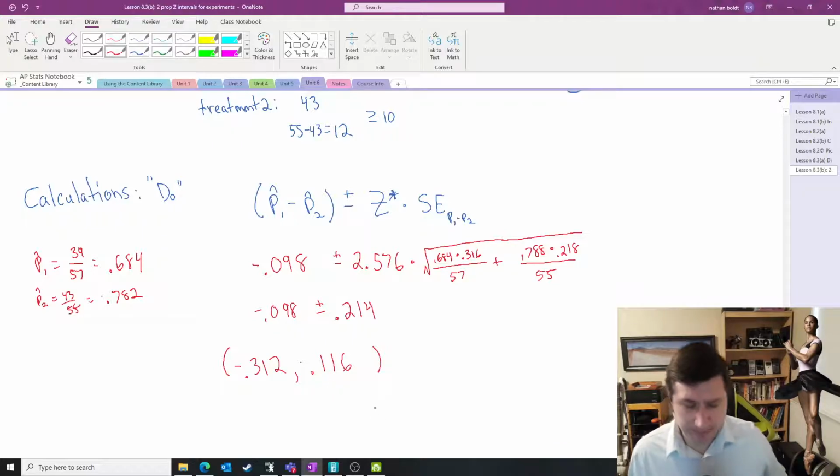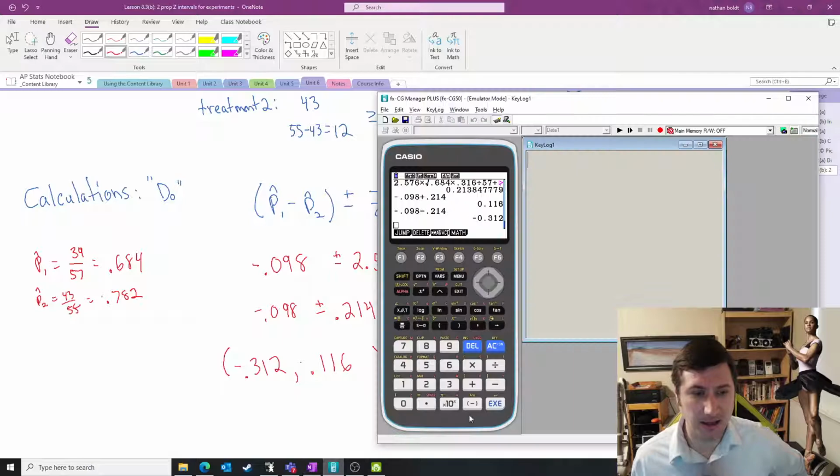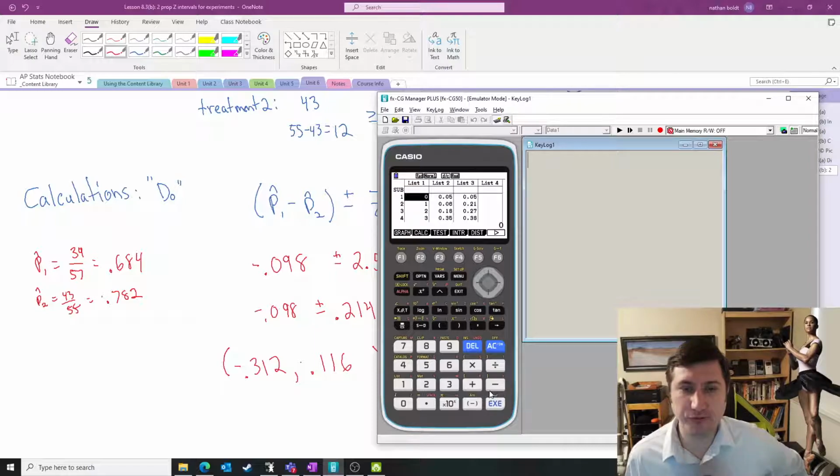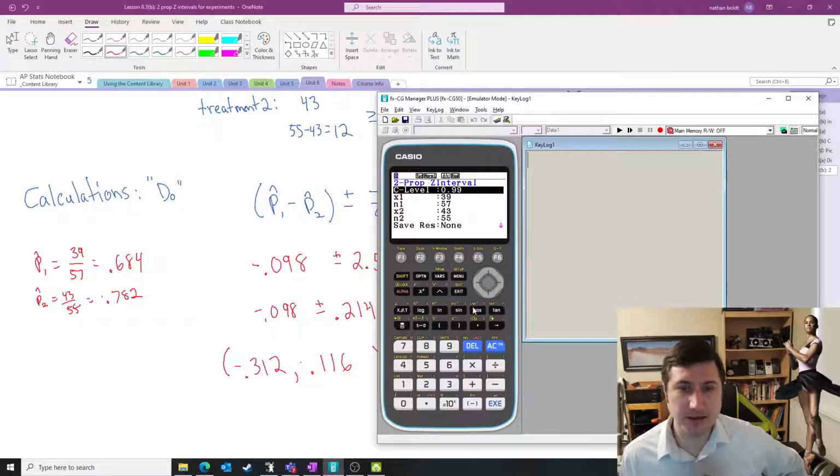Now, of course, you can do that on the calculator. If you don't want to do that by hand. I know, right? Who would want to do that on the calculator? That was just so much fun. Boy, I want to do that all day. So, on the Casio here, I'm going to go interval, a Z interval, 2 proportion Z interval. I want a 99% confidence level.